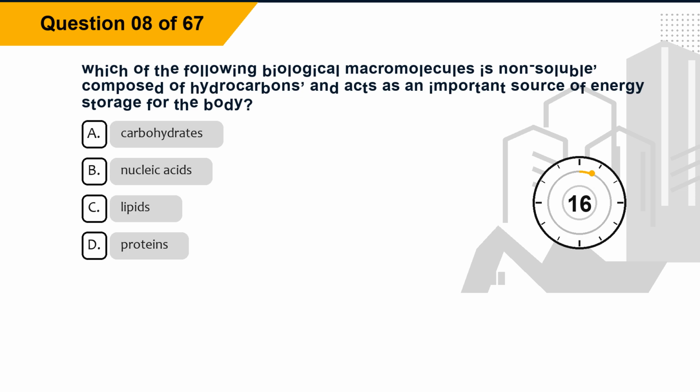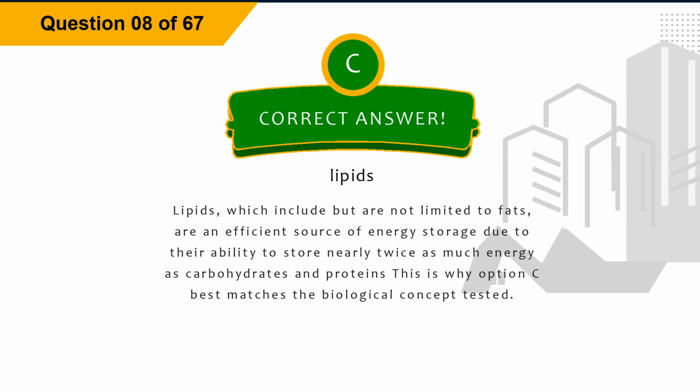Question 8. Which of the following biological macromolecules is non-soluble, composed of hydrocarbons, and acts as an important source of energy storage for the body? Option A, carbohydrates. Option B, nucleic acids. Option C, lipids. Option D, proteins. The correct answer is option C, lipids. Explanation. Lipids, which include but are not limited to fats, are an efficient source of energy storage due to their ability to store nearly twice as much energy as carbohydrates and proteins. This is why option C best matches the biological concept tested.